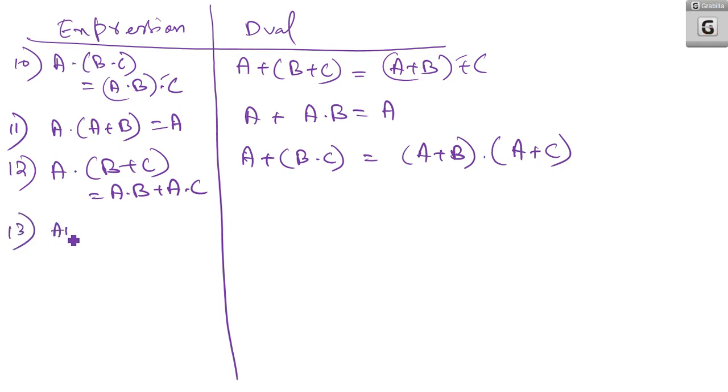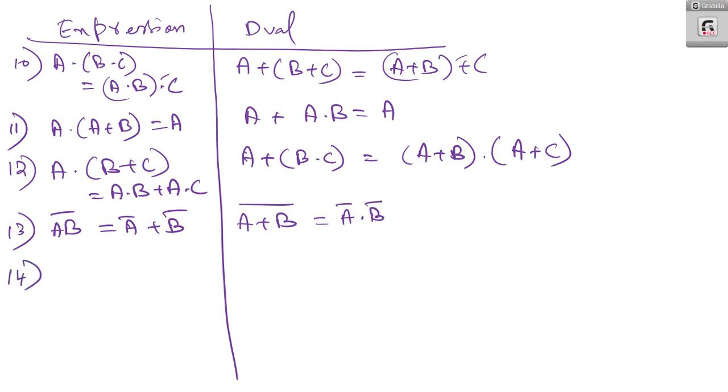a b bar. By De Morgan's law, I can write it as a bar or b bar. The same thing I can write as a or b, the whole bar is a bar dot b bar.